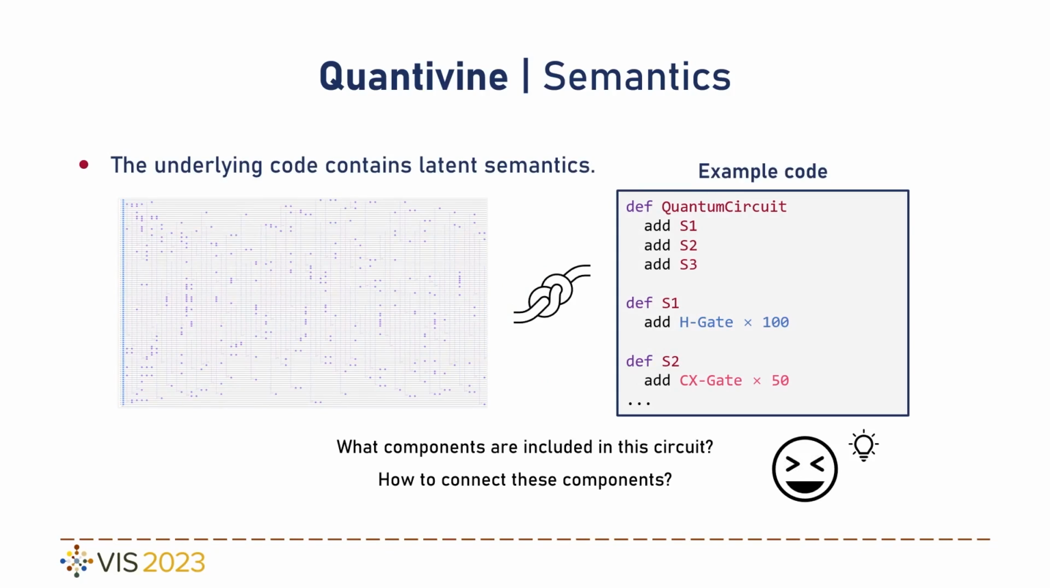By examining the code, we can identify the building blocks of the circuit and infer their composition methods within the diagram. Inspired by this, we can extract semantics from the code to enhance the comprehension of quantum circuits.